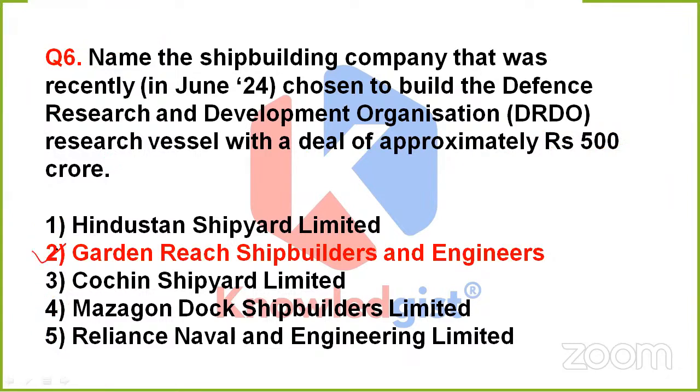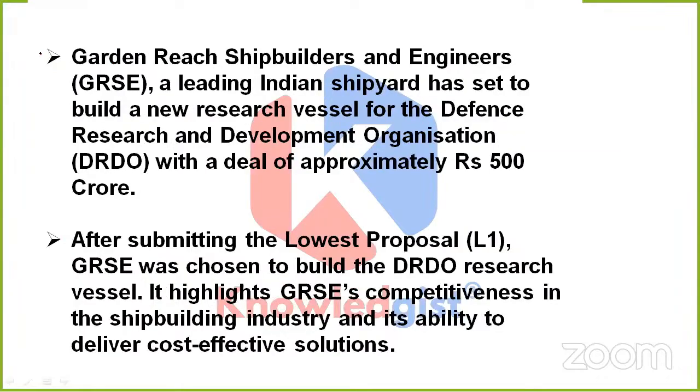That is Garden Reach Shipbuilders and Engineers. See, basically, this Garden Reach Shipbuilders and Engineers, which is a leading Indian shipyard, has been said to build a new research vessel for DRDO. The deal is of 500 crore rupees, and after submitting the lowest proposal, GRSE was chosen to build the DRDO research vessel. And from this decision, of course, it highlights GRSE's competitiveness in the shipbuilding industry and its ability to deliver cost-effective solutions, because here it bid with the lowest proposal.